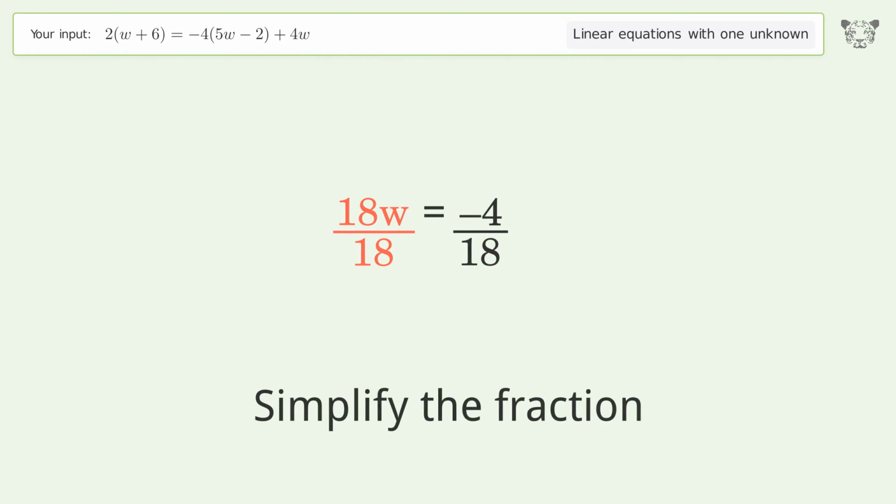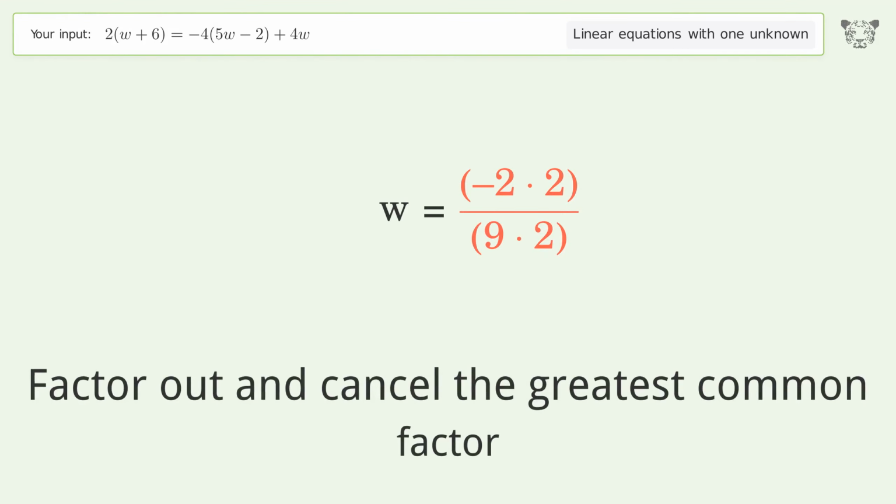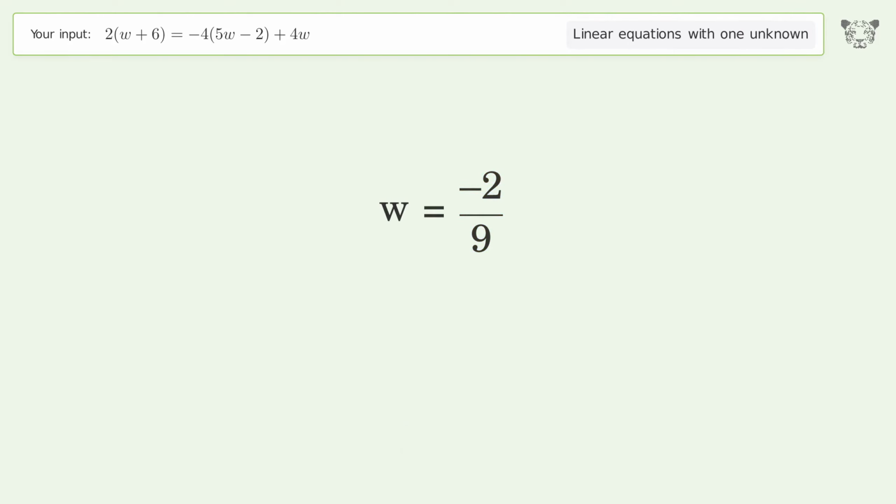Simplify the fraction. Find the greatest common factor of the numerator and denominator. Factor out and cancel the greatest common factor. And so the final result is w equals -2/9.